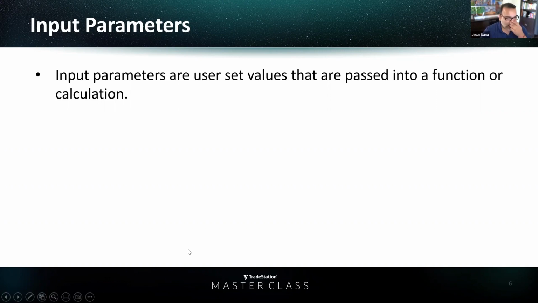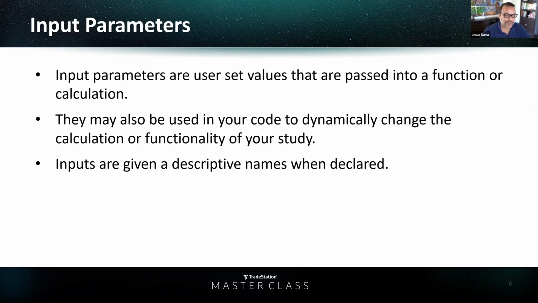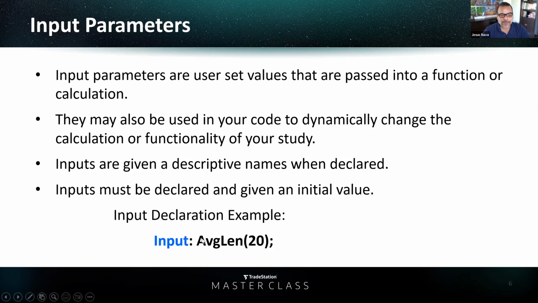So there are user set values that are passed into a function or a calculation. They may be used in your code to dynamically change the calculation or functionality of your study. They're also given a descriptive name, and they also have to be declared. So yeah, there are similarities between inputs and variables in the way that you declare them and you use them, but there are some very marked differences. For example, inputs start off at a particular value. So this input, by the way, I didn't mention that input was a reserved word, but it is. Notice that it's painted blue.